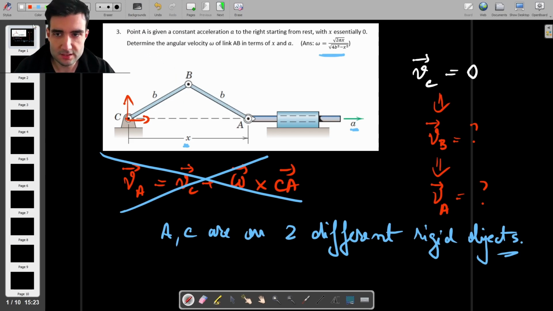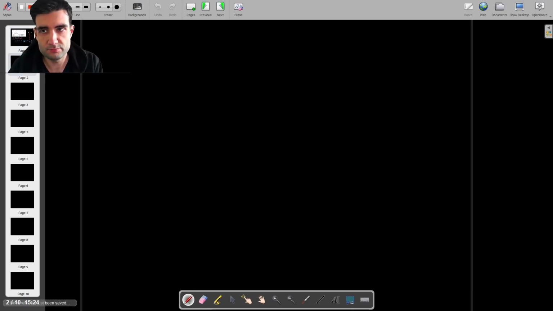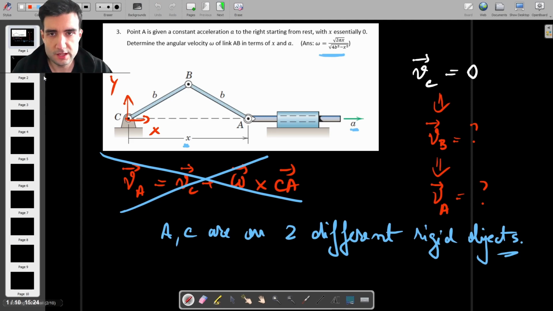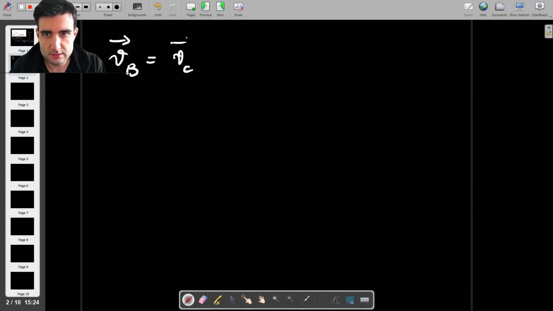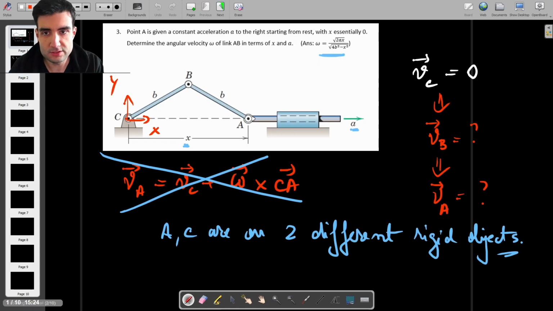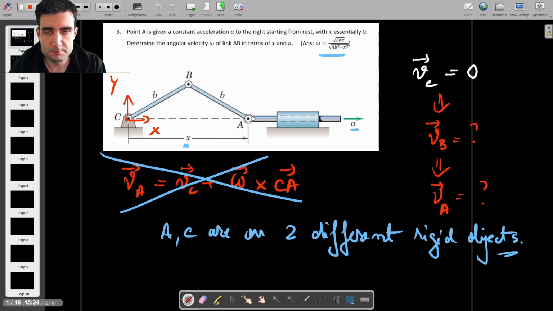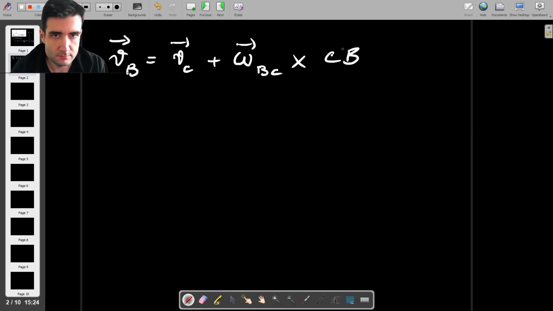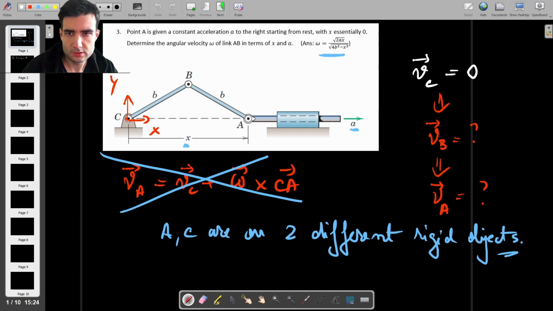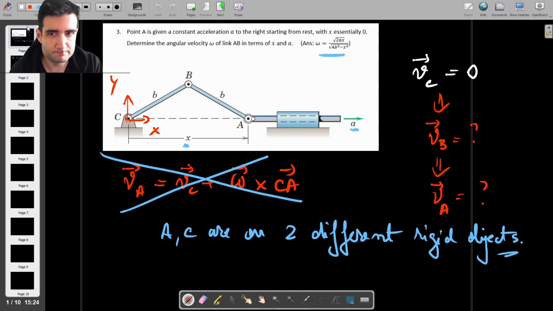Let's place the coordinate system at C. So we have our x, our y, and let's try to find the velocity of point B. So we have the velocity of point B equals the velocity of C plus the angular velocity of bar BC. So let's call that omega BC cross the position of B, which is CB. Right, so that's the position vector of point B. Now, we know the length of the bar, which is lowercase b, but we don't really know the components because we don't know the angle, but we can sort that out.